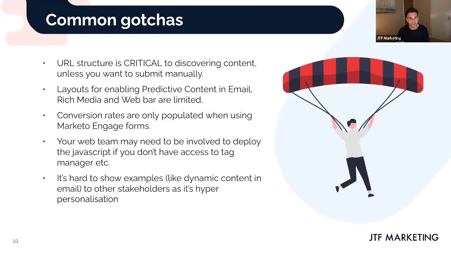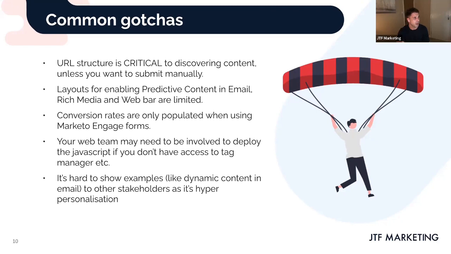Some of the common gotchas when deploying predictive content, as you see on the screen, is URL structure. So this is very critical in allowing that the content is then discoverable. So creating consistent URL structures, which allows the platform to then read through your media and then make the best recommendations for you to then use as part of your deployment.